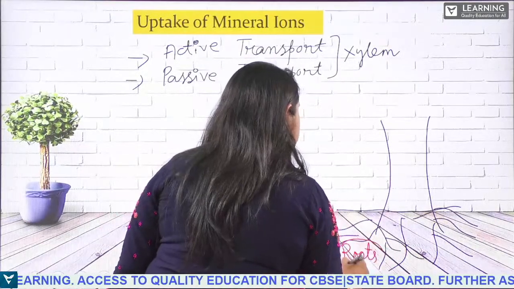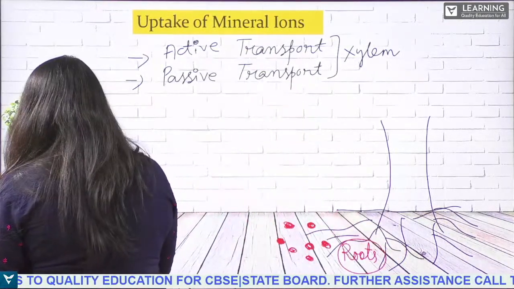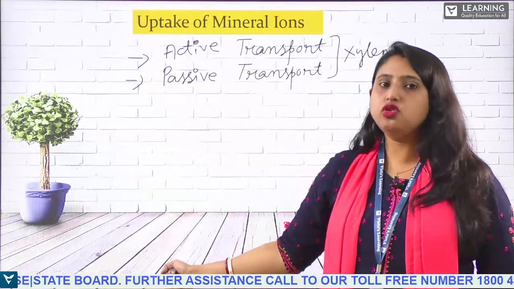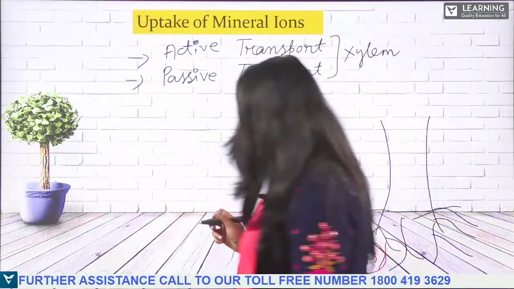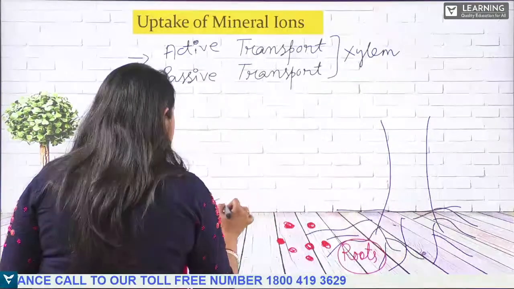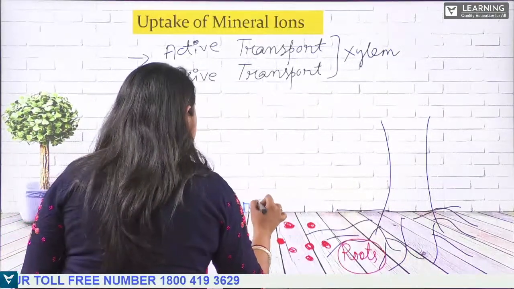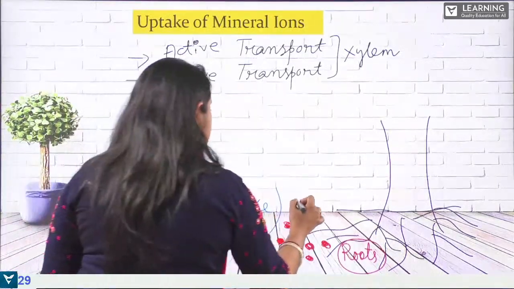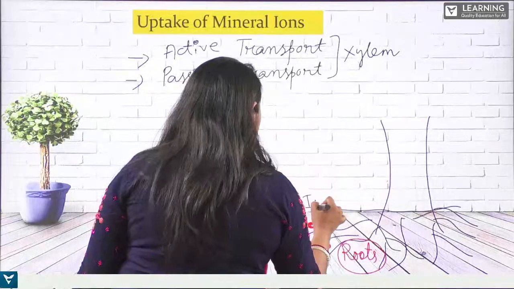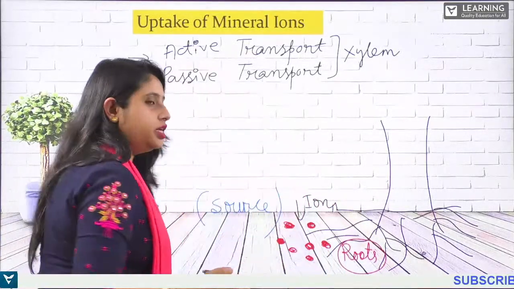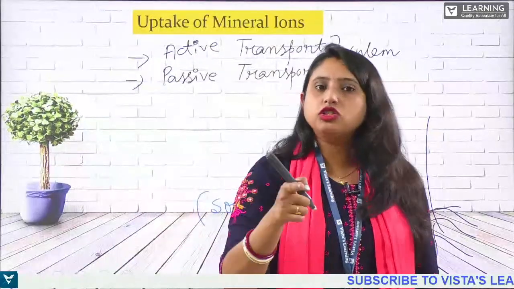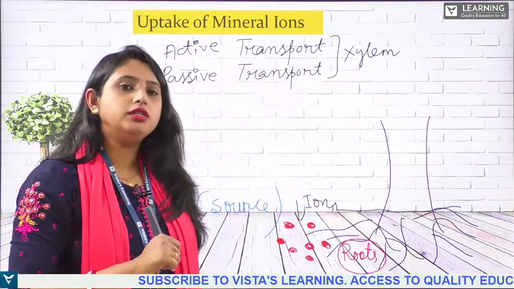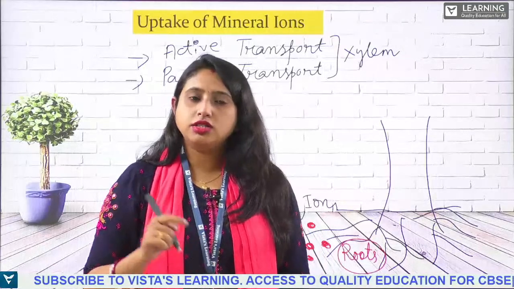The root is the source. Can we tell this one as the source of mineral ions? Root is the source of mineral ions, where the mineral ions are present. All these are ions. Now these ions need to be transported from the soil to different parts of the plants also, isn't it? So how is it done? It is done by the xylem.